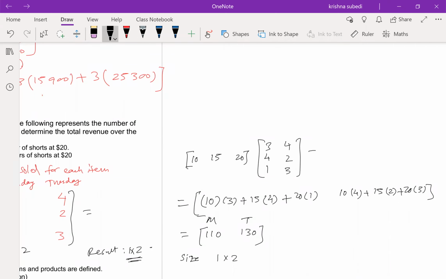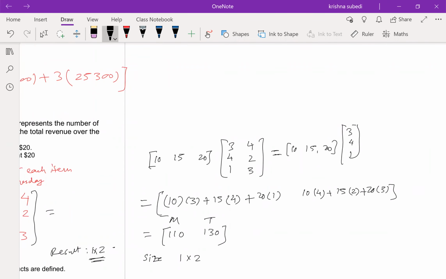I can write this in a slightly different form like this: 10, 15, 20 multiplied by 3, 4, 1, and then you multiply that. And in another one, 10, 15, 20 multiplied by 4, 2, 3. You can write that way too as a matrix. So that's how multiplication exists.